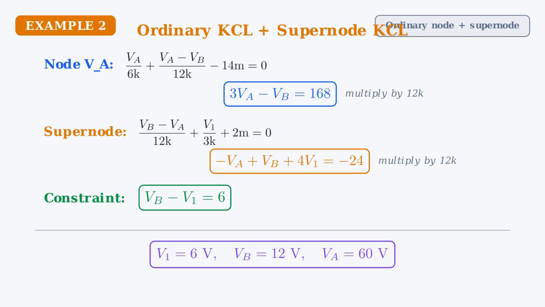Now write Kirchhoff's current law for the supernode. The crossing currents are (VB minus VA) over 12K, V1 over 3K, and the 2 milliamp source leaving the boundary. So the equation is (VB minus VA) over 12K plus V1 over 3K plus 2 mA equals 0. Multiply by 12K and we get negative VA plus VB plus 4V1 equals negative 24. The source constraint is simple. VB minus V1 equals 6.